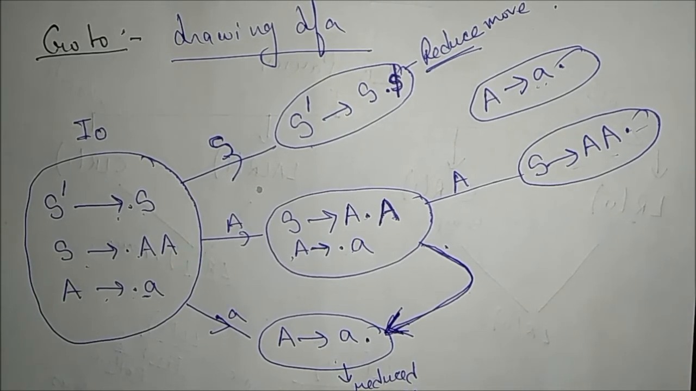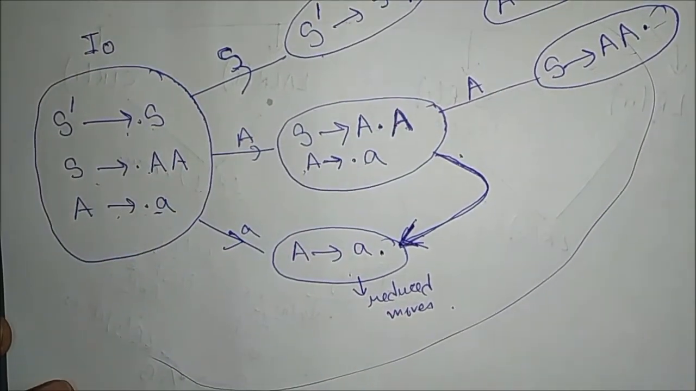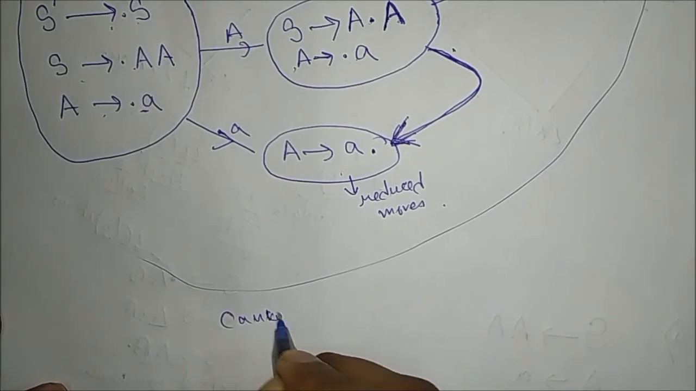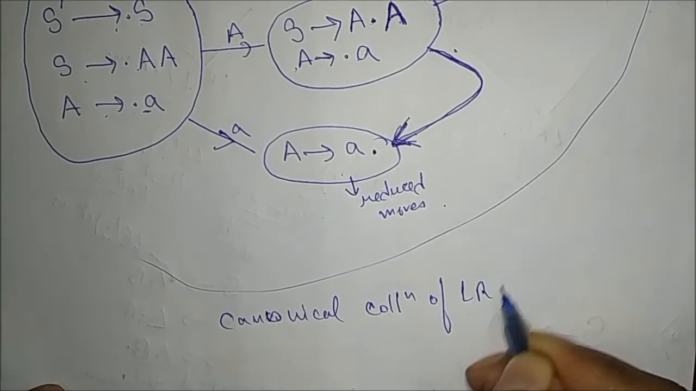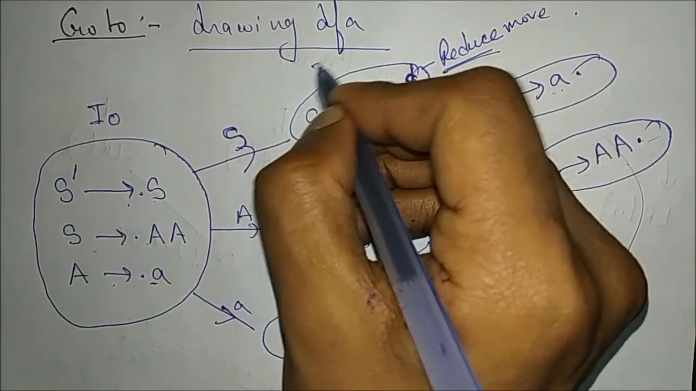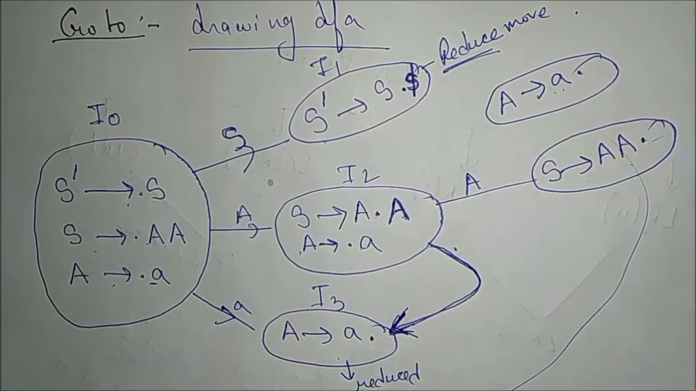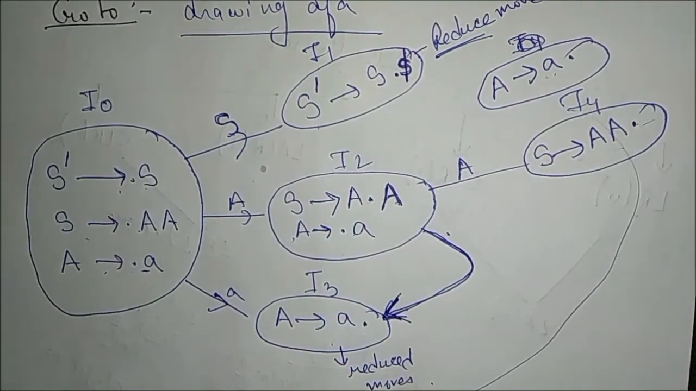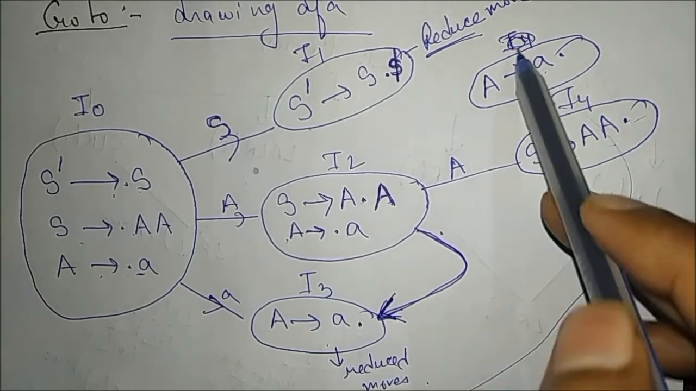This whole diagram is called the DFA, and this is called the canonical collection of LR0 items. This is state number 0, this is state number 1, and you have to name them in this sequence. This is state number 4, and there are a total of 5 states possible: 0, 1, 2, 3, 4.